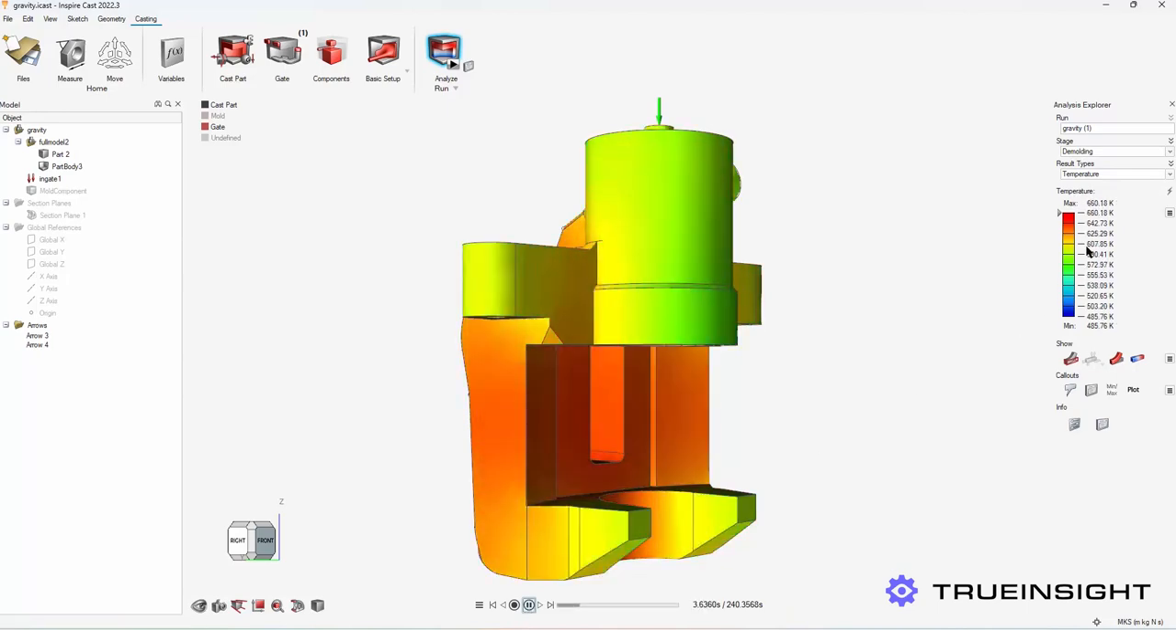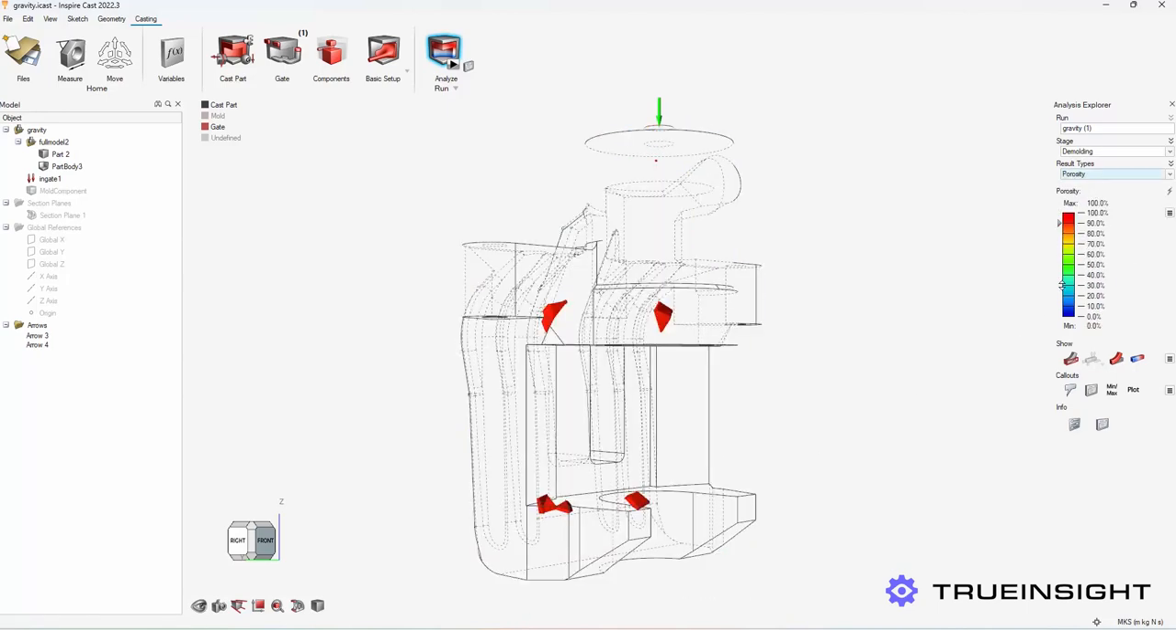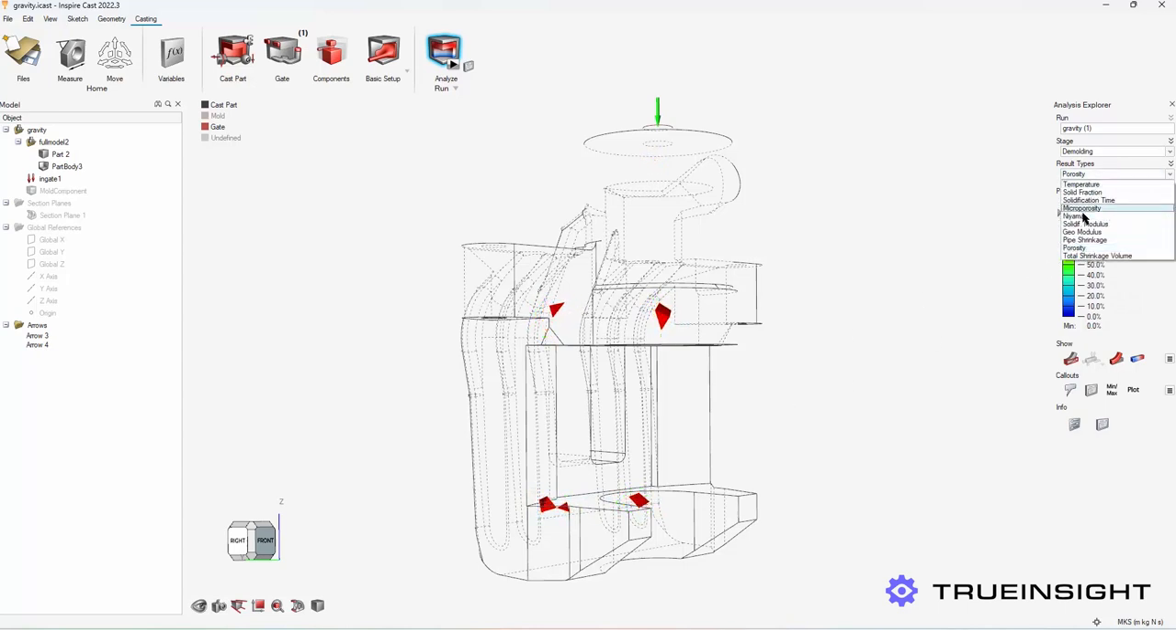Okay, so now let's talk about some of the solidification results. And with solidification, you're typically worried about the cooling process and how things like porosity and shrinkage can occur. Now with porosity, this refers to the small voids or those pockets of air that can be found in a finished part. With Inspire Cast, this is pretty straightforward. It shows you the areas that are voids versus solids based on your specified percentage value.